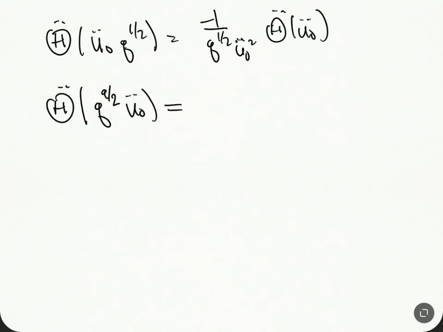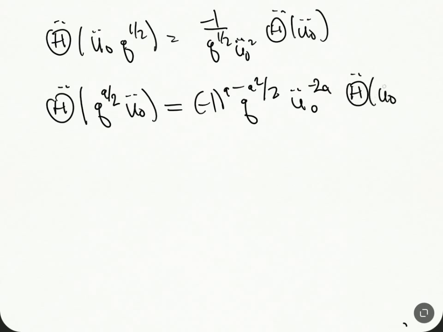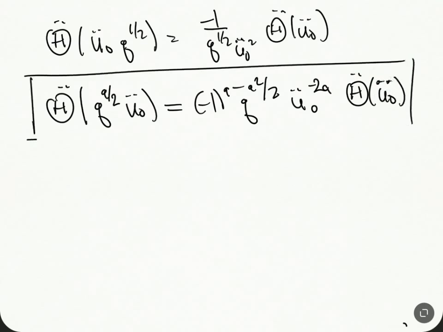Okay, so this is equal to -1 to the a, q to the a squared over 2, so this is in the denominator now, u dot dot to the -2a, and theta dot dot like this. Okay, so this is kind of the more general version of the functional equation, which you get by repeating this thing a couple times.